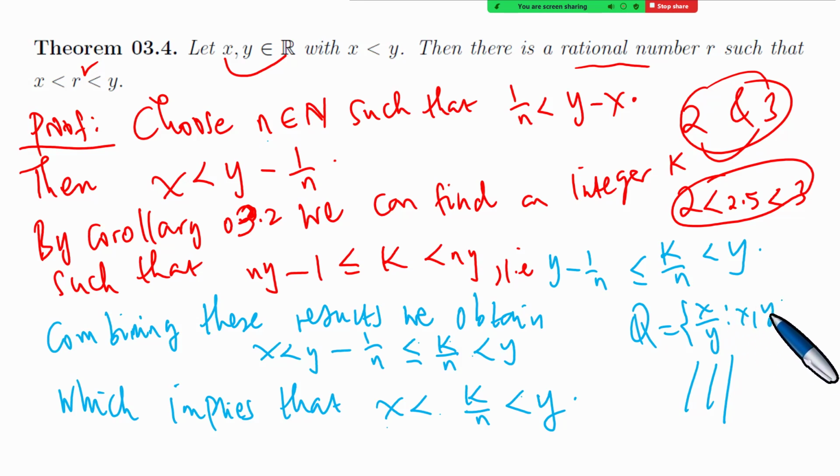So you can imagine, why don't we just begin with integers? But integers are a little bit problematic because 0 is one of the integers. So for the purpose of this proof, we begin with n, which is a natural number, such that 1 over n is less than y minus x. So we're beginning with this construction here.